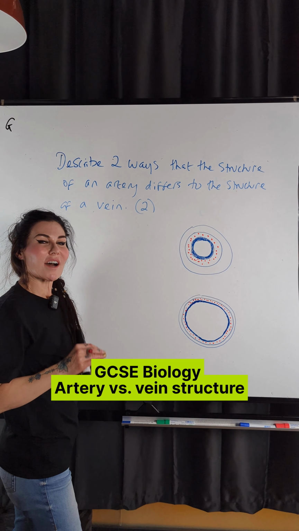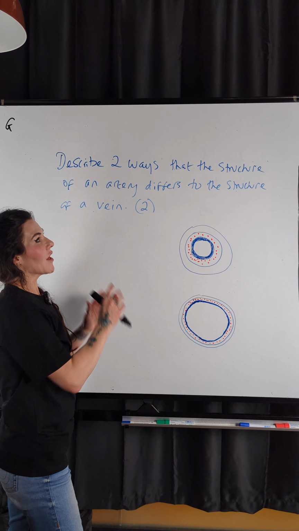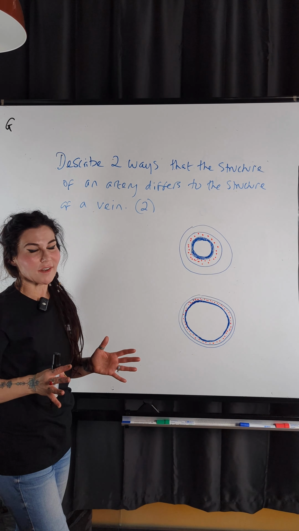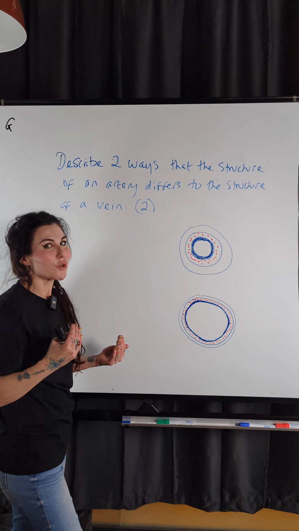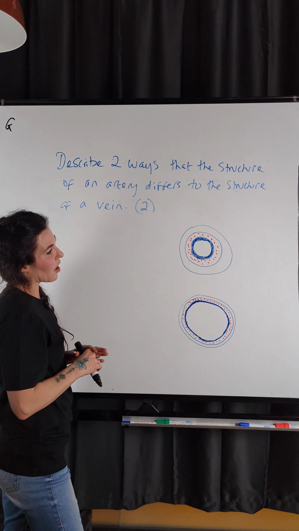Today we are going to look at a GCSE question that asks you to describe 2 ways that the structure of an artery differs from that of a vein. There's actually more than 2 things you could say here, but we'll focus on the main 2 that always come up first in the mark scheme.